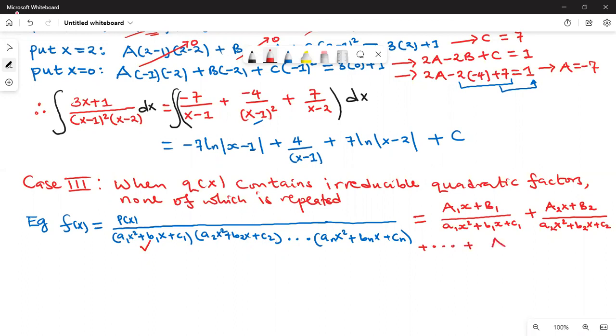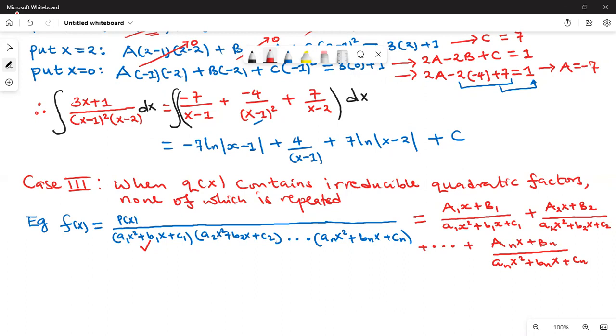That will be An x plus Bn over an x squared plus bn x plus cn. So when you have quadratic factors, that's how you are supposed to write your partial fractions. And these capitals A1, B1, A2, B2, all the way up to An, Bn, those are the constants that we need to determine.